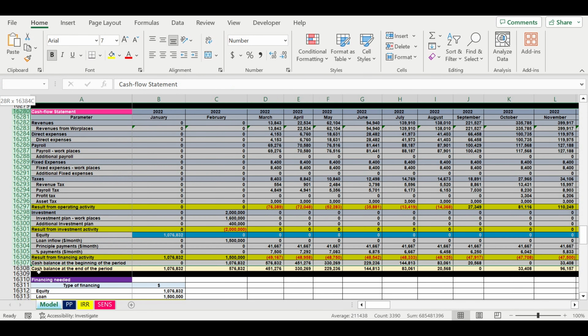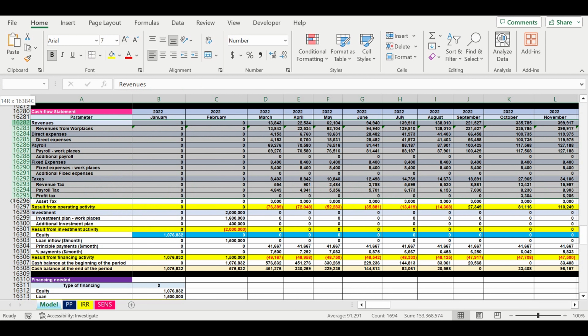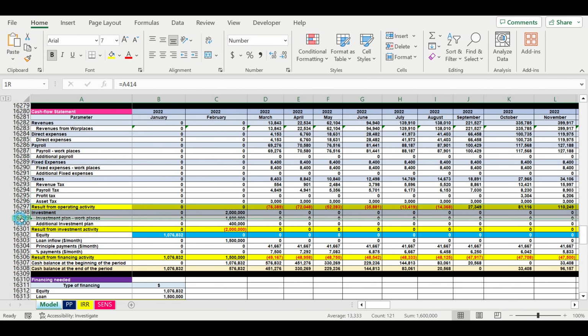Finally, our model moves to the cash flow statement. Cash flow consists of three parts: operating activity, investment activity, and financing activity. Operating activity shows us the breadth of your business idea without bank loans. Investment activity shows us how much money you spend and on what before the project starts generating the first revenues. Financing activity shows us inflows and outflows from different pockets like equity and loans that you will be using to finance investment plan expenses and operating losses.